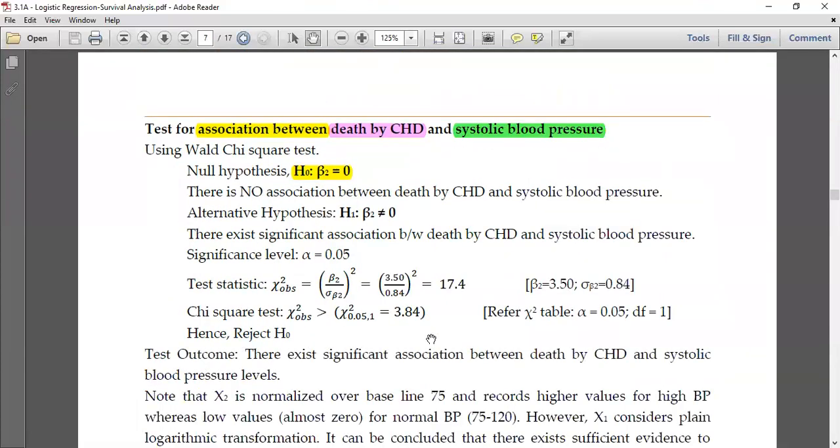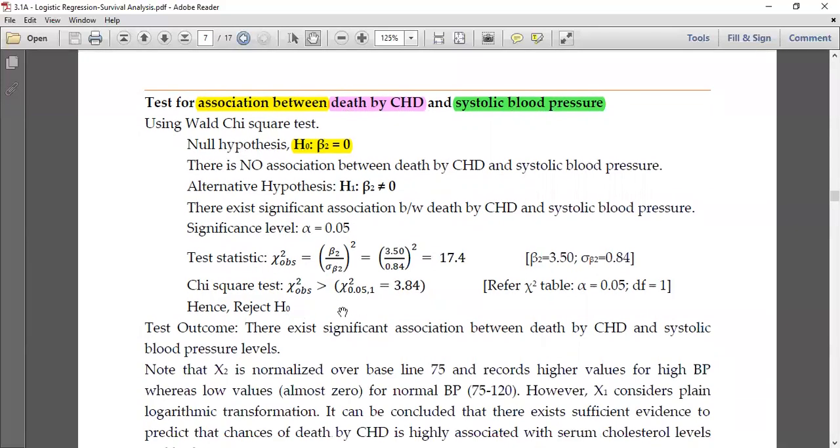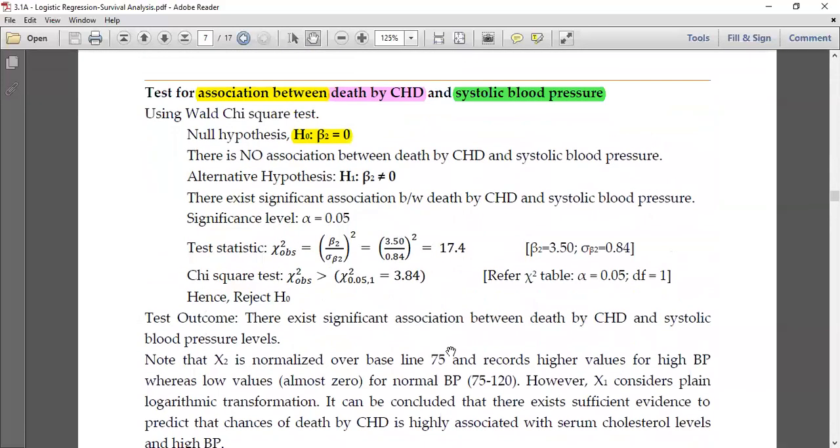Similarly, you will have to do it again for x2. x2 is systolic blood pressure against pi of x. Here you assume beta 2 is equal to 0 for the null hypothesis. Then you calculate the test statistic, beta 2 divided by the standard error of estimate for beta 2, that is 17.4. There you find that it is well above the critical value, so you are going to reject the null hypothesis. So this is how we are going to solve the problem.